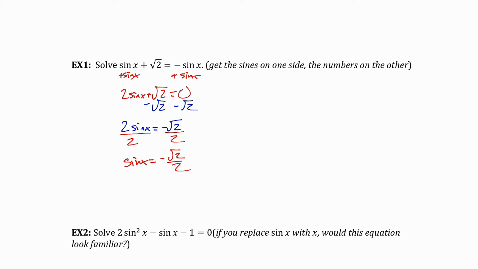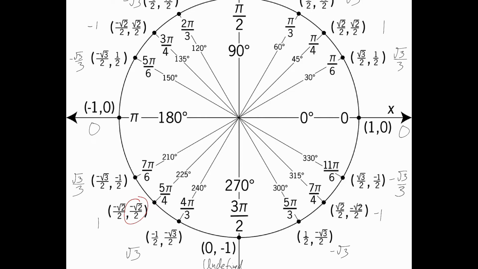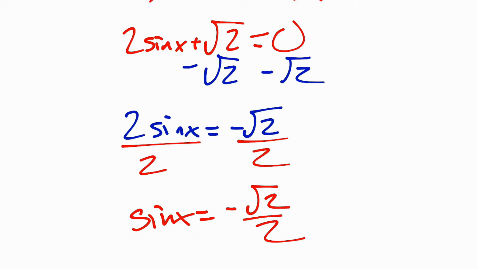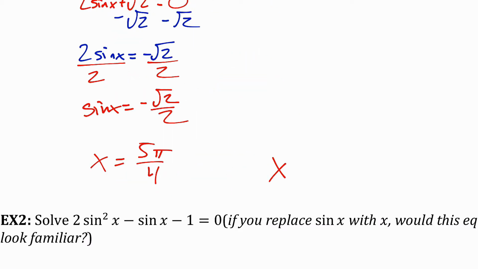Now we can go to our unit circle. Let me open up my unit circle. And we can look at what values of x make sine equal to negative root 2 over 2. Remember, the sine is the y value, so we're looking down here and down here. So we're going to say those two angles are 5 pi over 4 and 7 pi over 4. So x is equal to 5 pi over 4, and I'm going to leave a little bit of a gap, and I'll show you why in a second. And x equals 7 pi over 4. Now I'm leaving a gap because I'm going to put some more information between these.